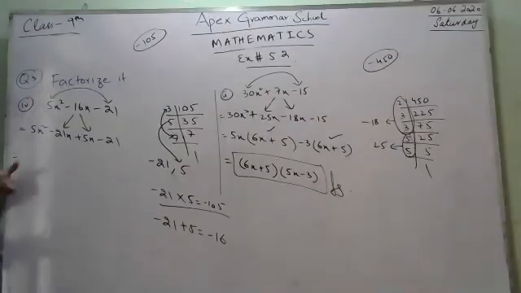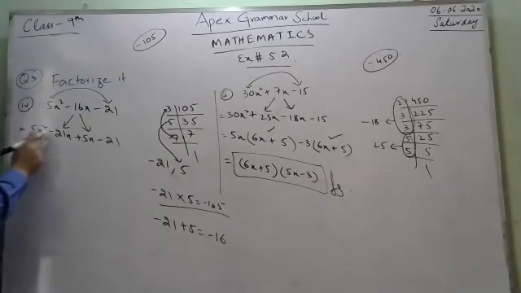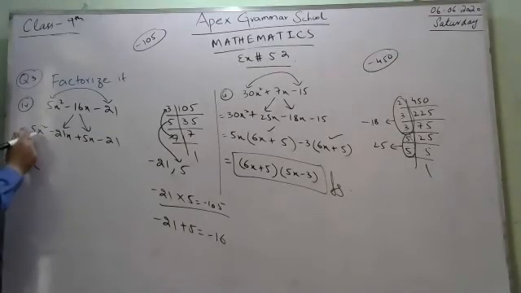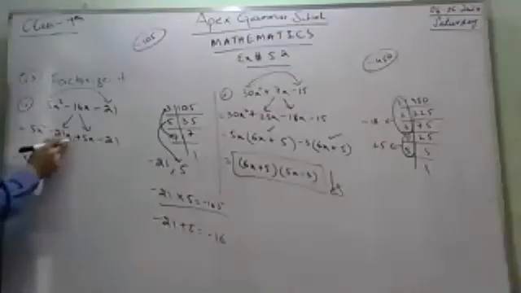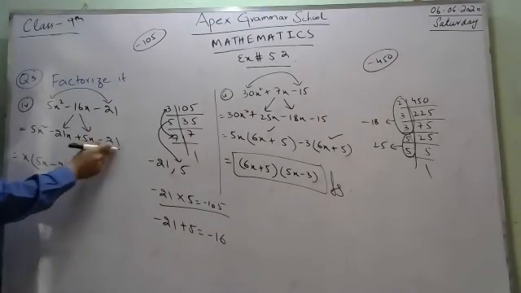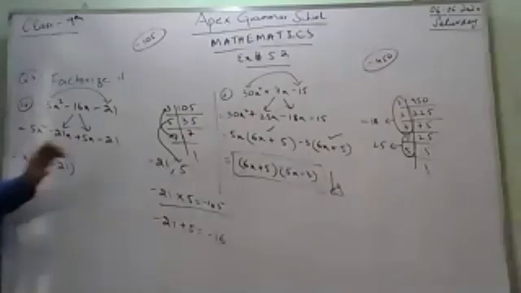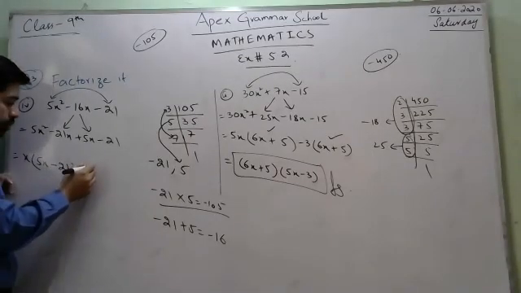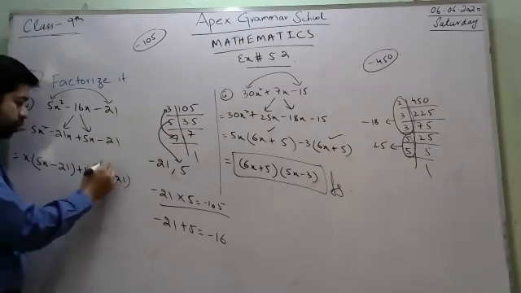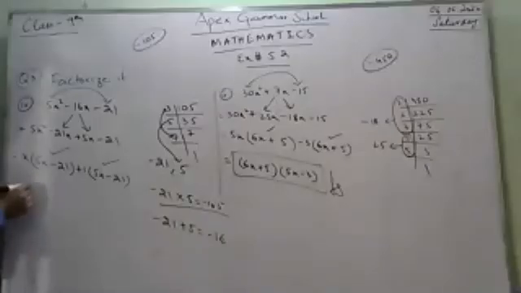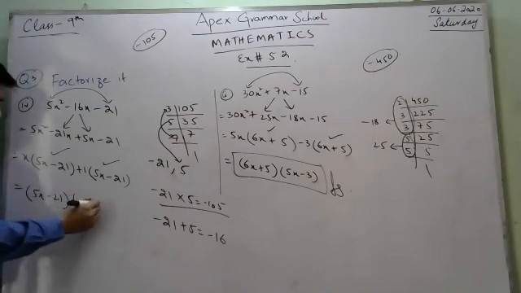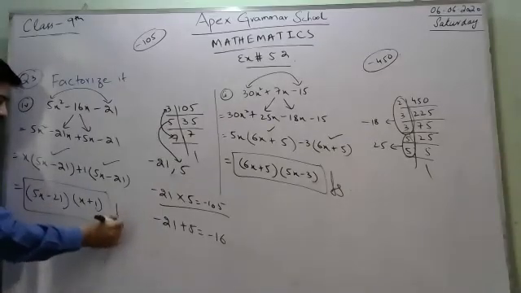After that, what is common here? You can see that only x is common, so 5x minus 21. What is common here? Nothing is common, but only plus 1. And then 5x here minus 21. So this is similar. You have to write 5x minus 21 and then x plus 1. And that's it.